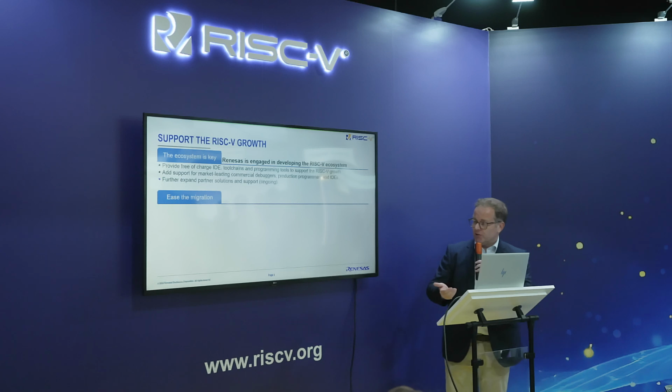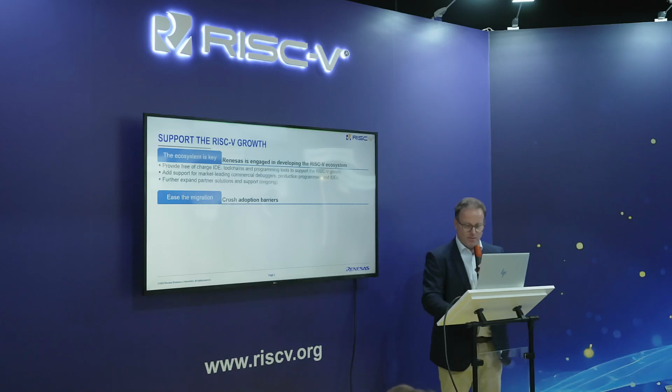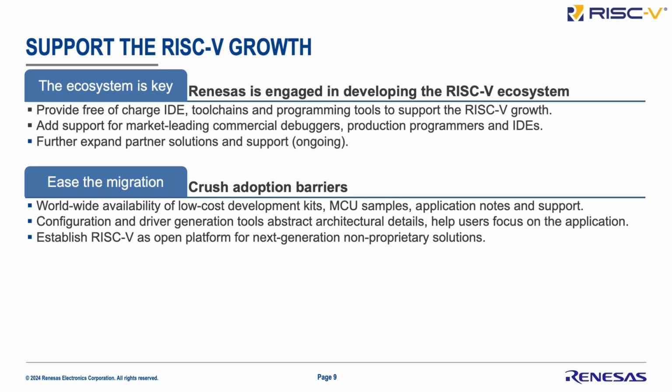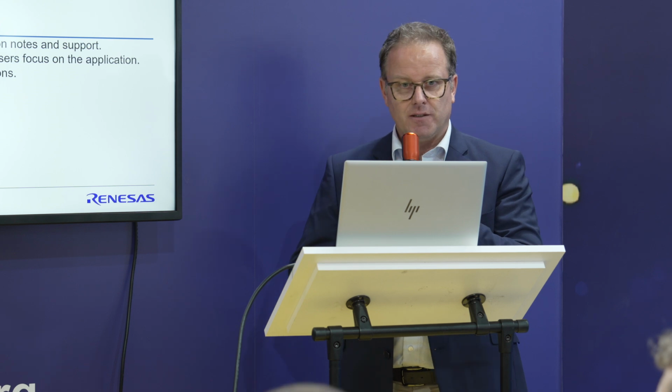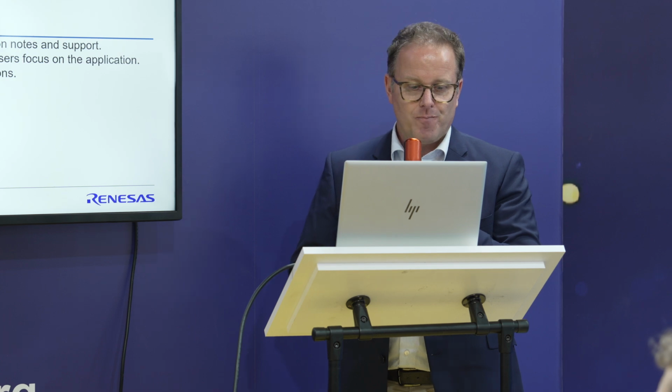We have to ease the migration, so make it easy for people to move to RISC-V if they want to. So we have to crush these adoption barriers that exist, not because RISC-V is bad, but because it's a growing ecosystem. So the low-cost development kits, like the FPV board that we are going to give away today, are worldwide available, low cost. And also globally you can get samples of the devices. You have application notes available to start your application development, and also support from Renesas, from the supplier.